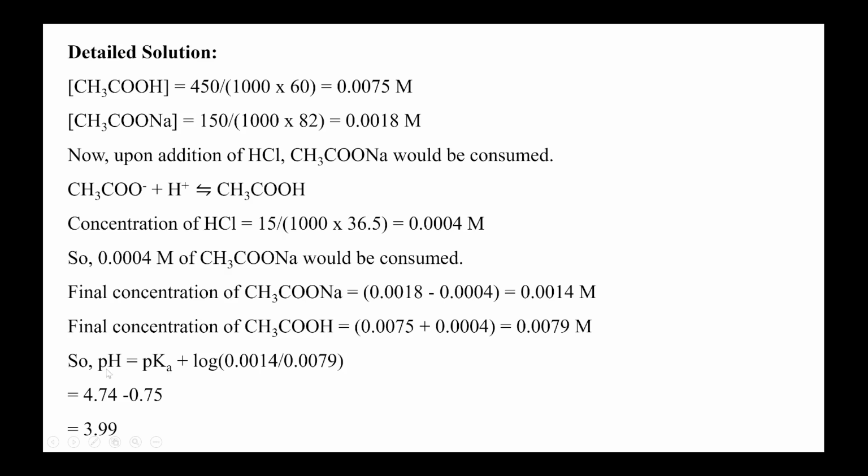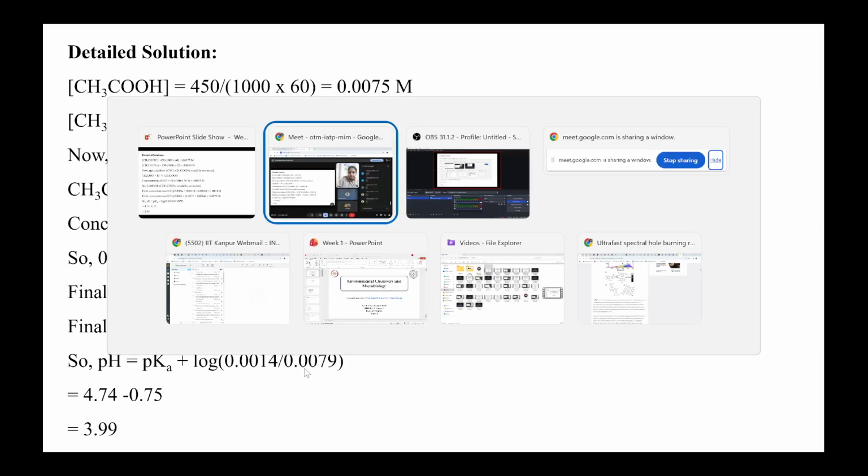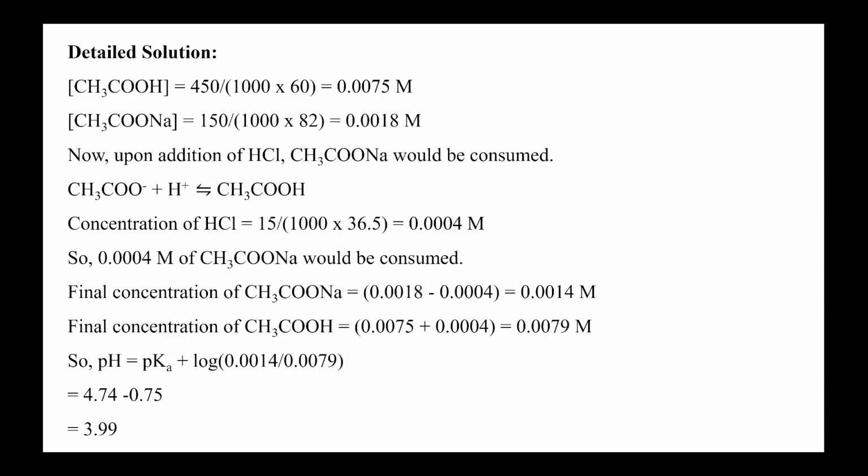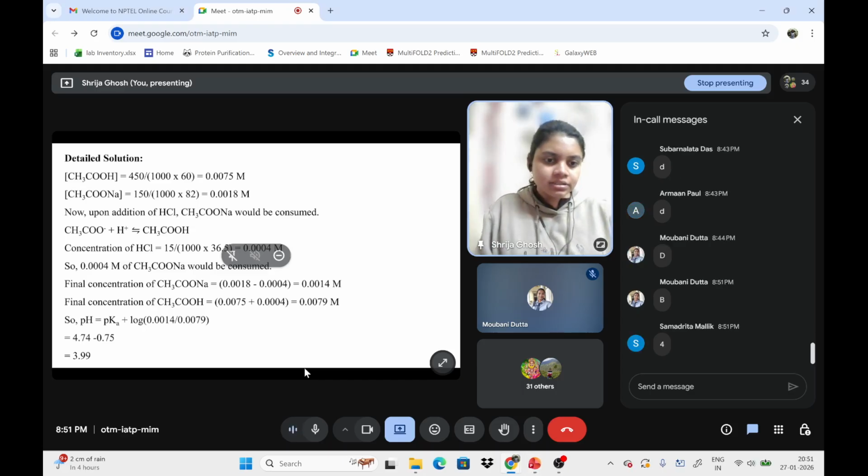Then use the simple Henderson-Hasselbalch equation where pH is equal to pKa, which is already given, plus log of salt concentration divided by acid concentration. The calculation might take time, but you should be able to land on an answer. I see one answer in the chat box at least, that is B. Yes, that is the correct answer.